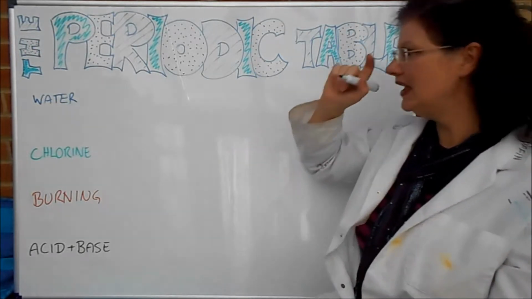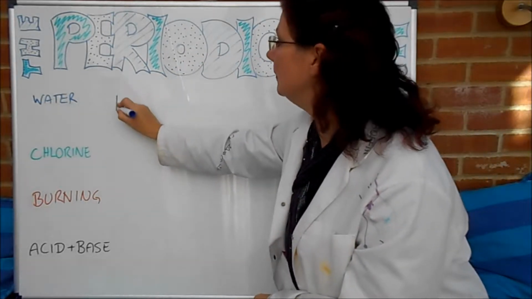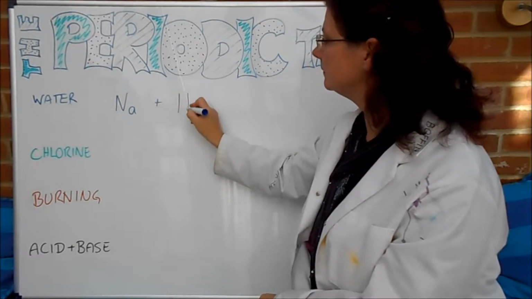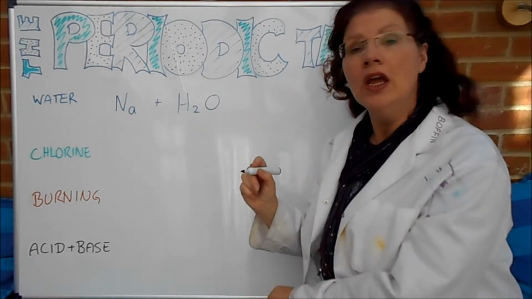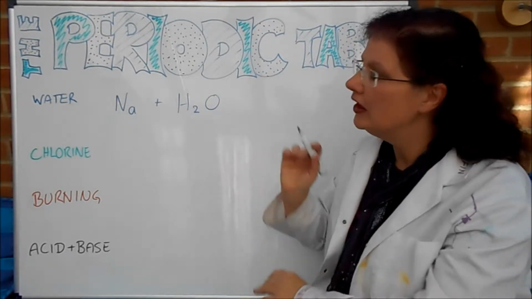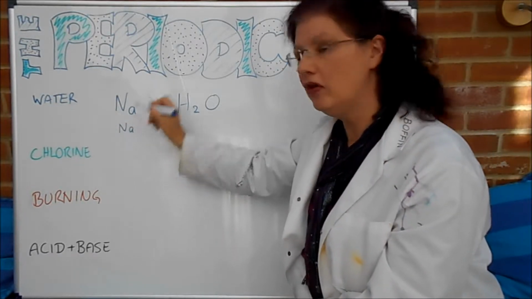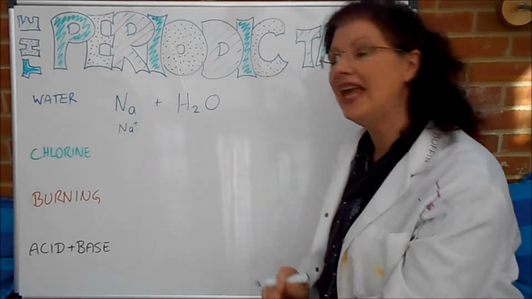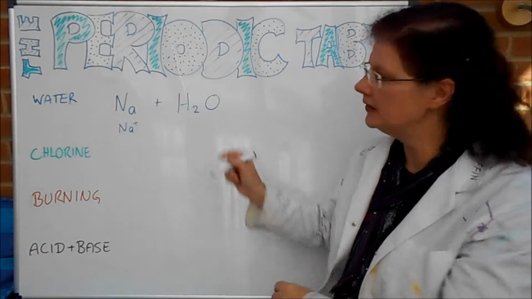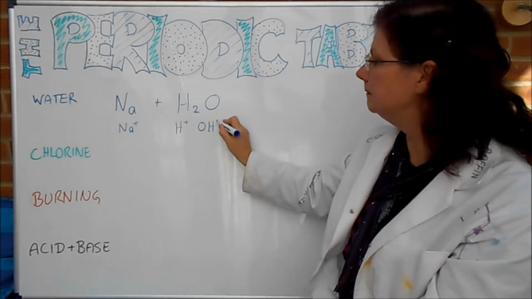So to start off with, let's pick one of the alkali metals. Let's pick sodium. That's a really famous one. Sodium plus water. Noting that sodium, if you remember, again, if you're not sure about this, check out the earlier videos, sodium likes to form positive ions. It's desperate to get rid of one of its electrons, and it forms the Na+ sodium ion. Water likes to dissociate, and it splits into an H+ and an OH-.